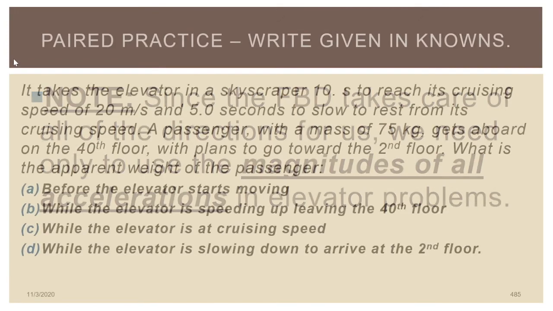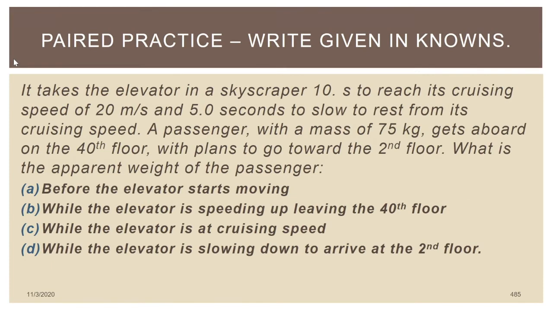So this is a good sample problem for the elevator. It says here in this example, it takes the elevator in a skyscraper 10 seconds to reach its cruising speed of 20 meters per second and 5 seconds to slow to rest from its cruising speed. A passenger with a mass of 75 kilograms gets aboard on the 40th floor with plans to go toward the second floor. What is the apparent weight of the passenger?